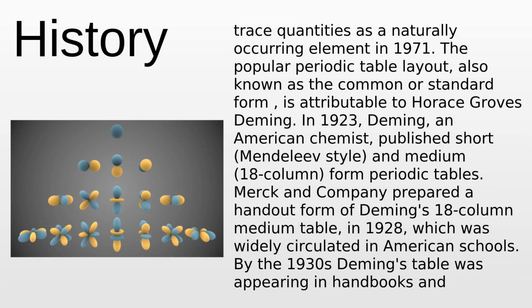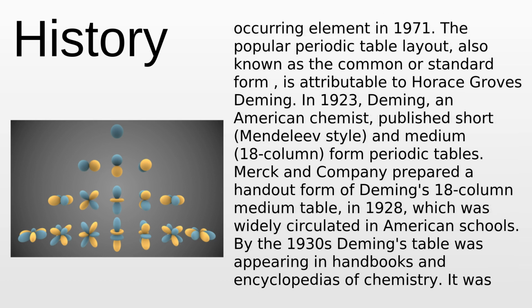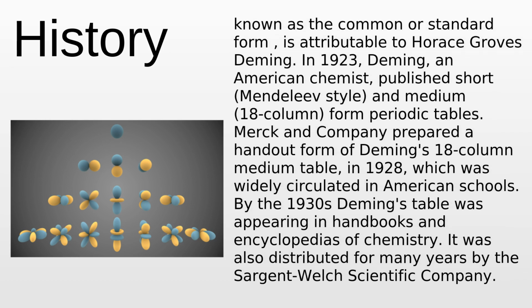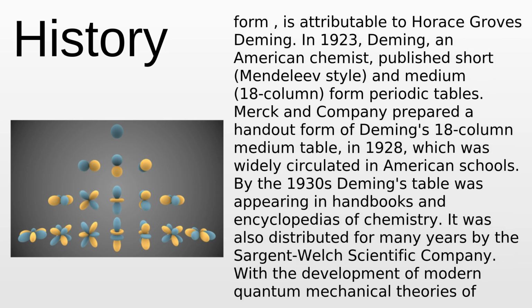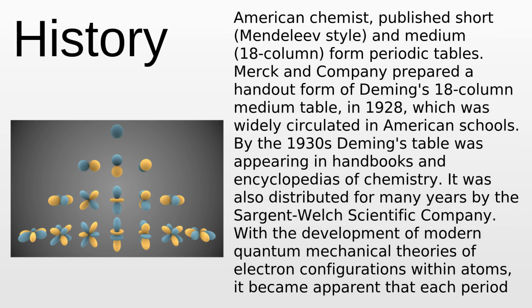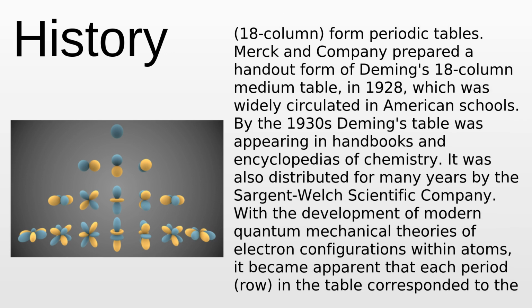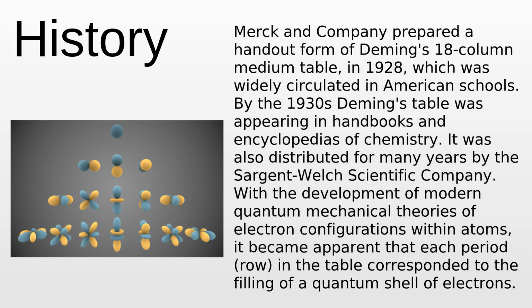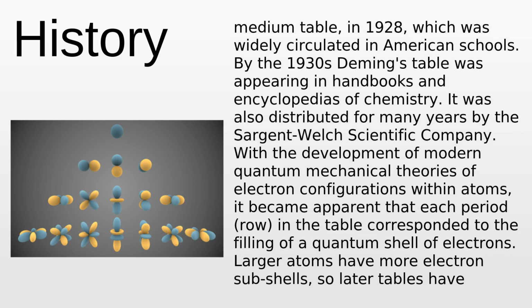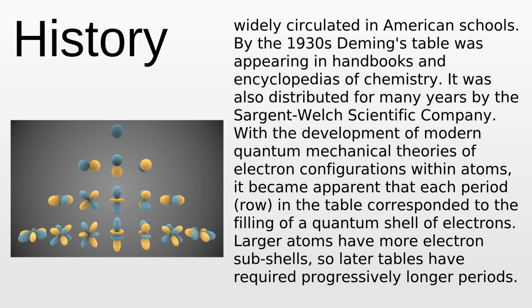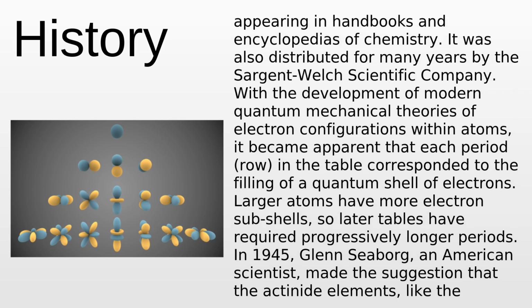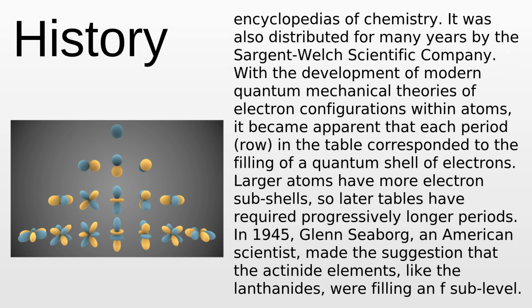The popular periodic table layout, also known as the common or standard form, is attributable to Horace Groves Deming. In 1923, Deming, an American chemist, published short, Mendeleev-style, and medium, 18-column, form periodic tables. Merck & Company prepared a handout form of Deming's 18-column medium table in 1928, which was widely circulated in American schools. By the 1930s, Deming's table was appearing in handbooks and encyclopedias of chemistry. It was also distributed for many years by the Sargent Welch Scientific Company.